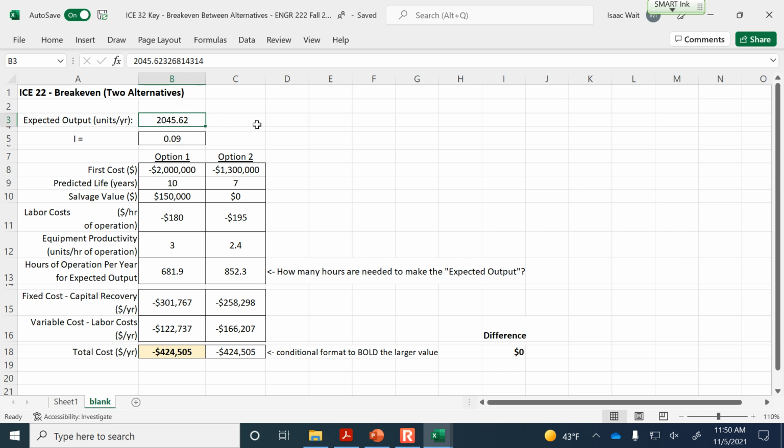It's going to find that 245 units is the one that will have the same cost. And that's the break-even point between alternatives.